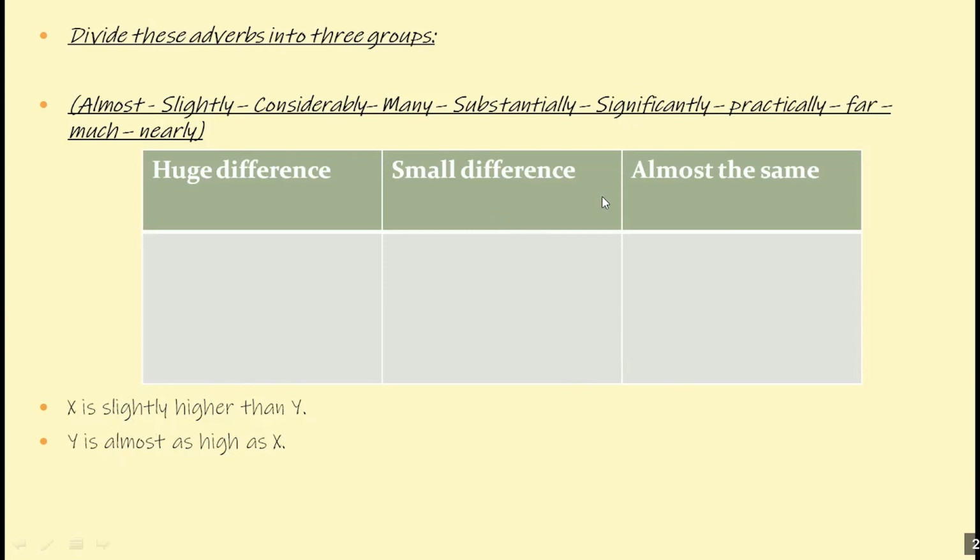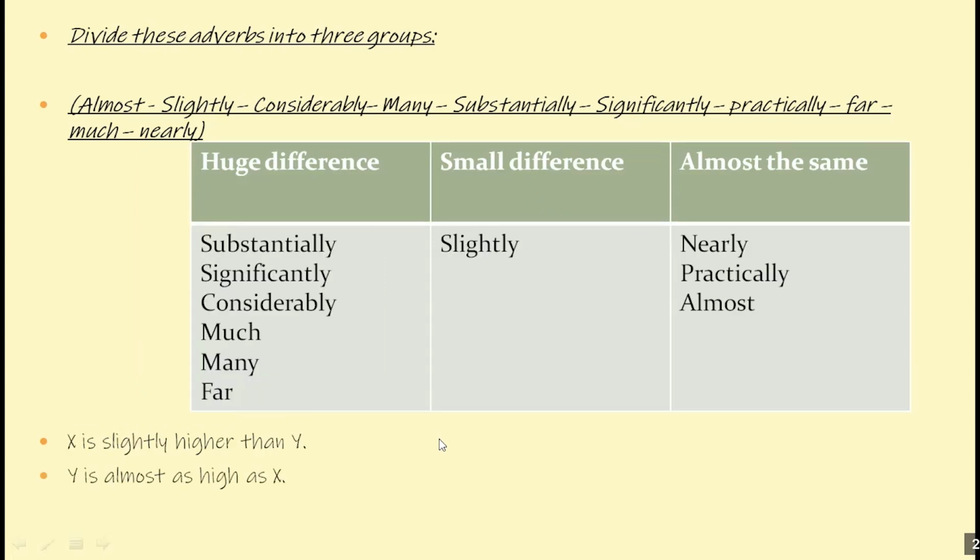Okay, let's take a look at the right answers. Huge difference: substantially, significantly, considerably, much, many, far. Small difference: slightly. Almost the same: nearly, practically, almost. If it comes to small difference, we can use the word slightly, and we can also use the word marginally. It has the same meaning.